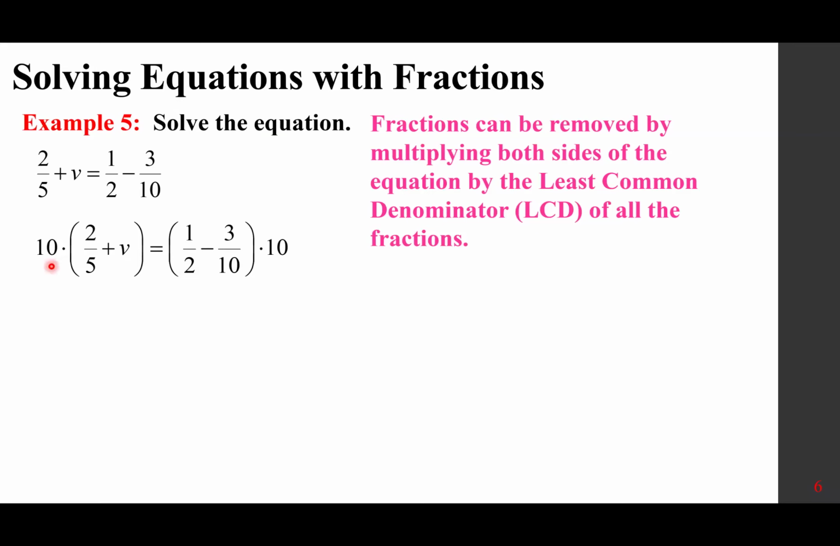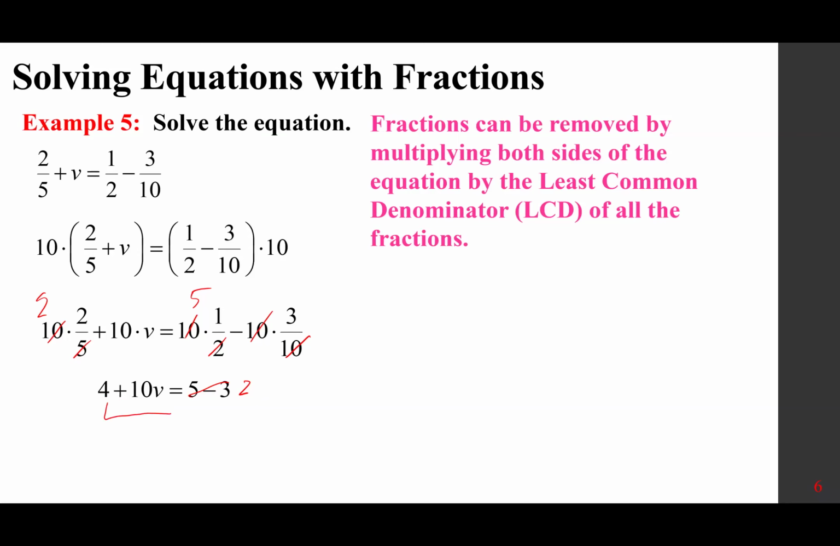So I'm going to multiply the 10 by 2 over 5, and by v. I'm going to multiply 10 by 1/2 minus 10 times 3 over 10. Now, normally, again, I'm going to skip that and go to the next step. But just to show you, this one cancels out this one. You get 2 times 2 is 4. This one cancels out this one. You get 5. This one cancels out this one. You get negative 3. And obviously, this is 10v. Move the 4, subtract it from 2, you get negative 2.